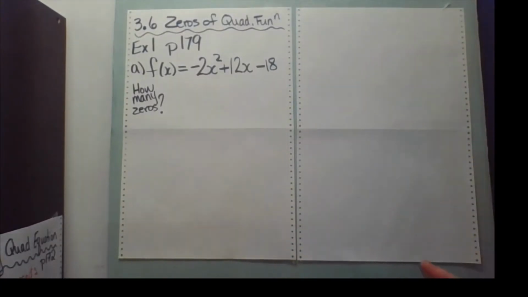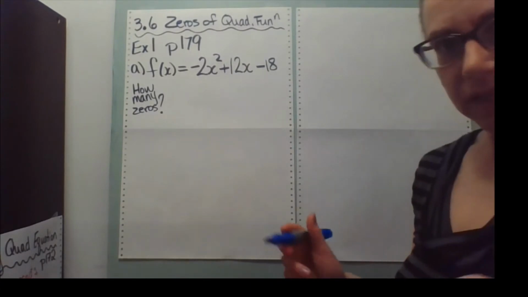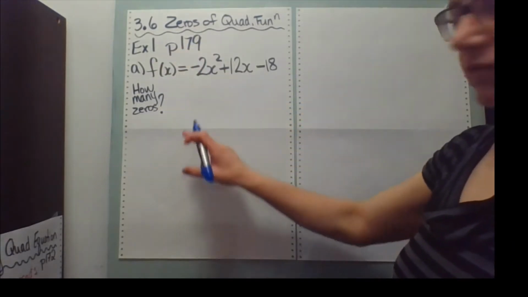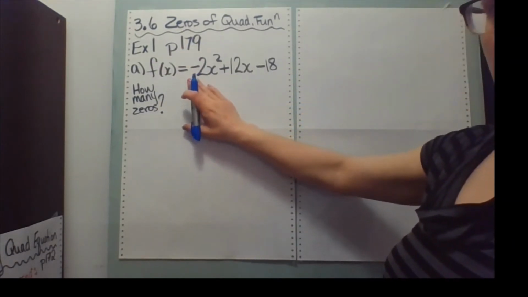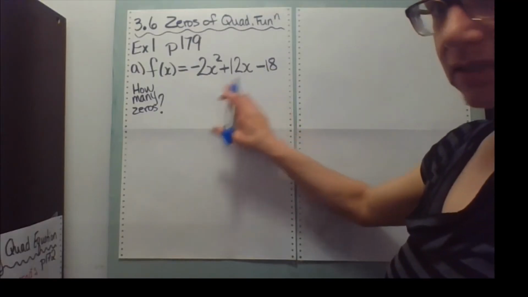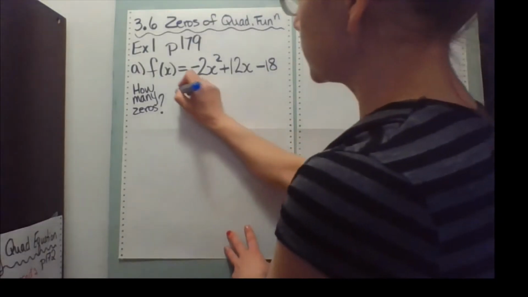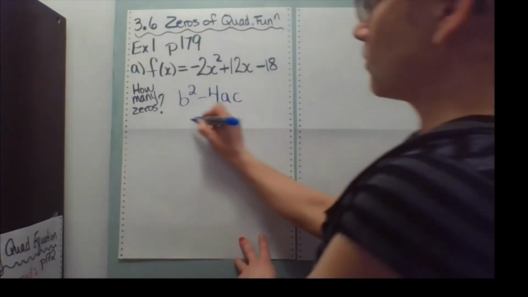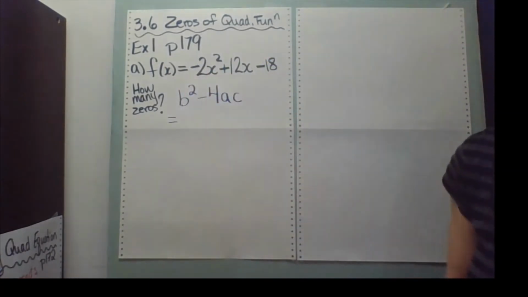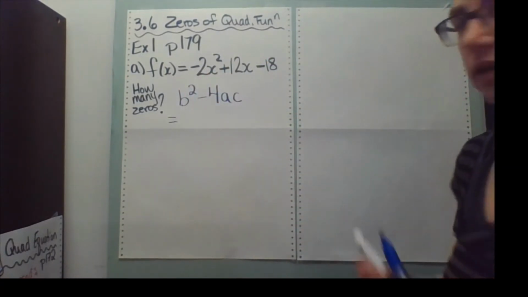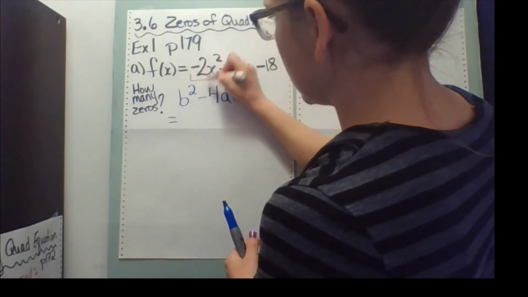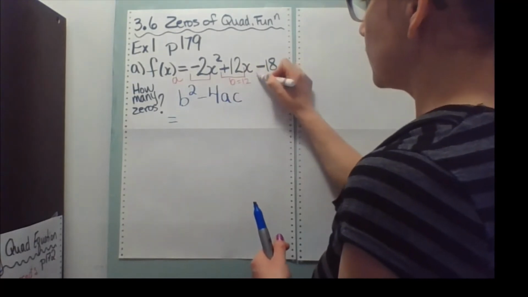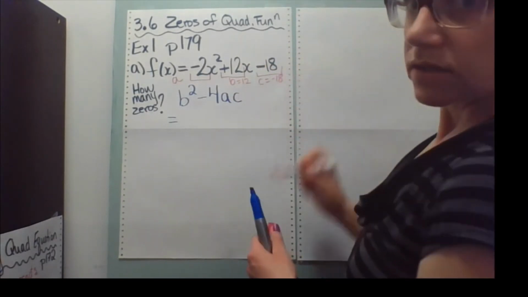All right, I'm not going to do very many of these ones, but let's do a quick one. How many zeros is the question? This is example 1 from page 179. My function is negative 2x squared plus 12x minus 18. So to figure out how many zeros, we're going to use our discriminant, which we know is b squared minus 4ac. We're going to sub in our values. So that means we need to pick out our coefficients. The first one is a. The one attached to the x is our b. And our c is our negative 18.